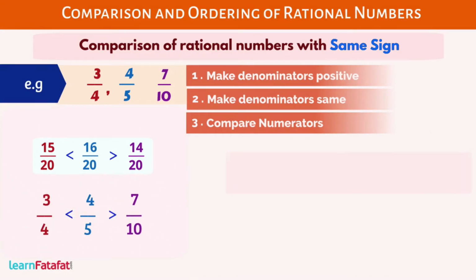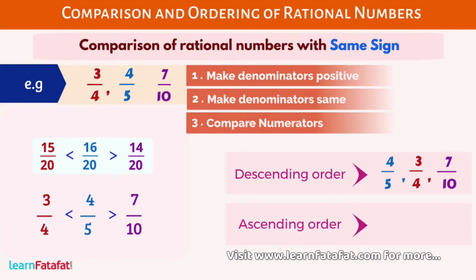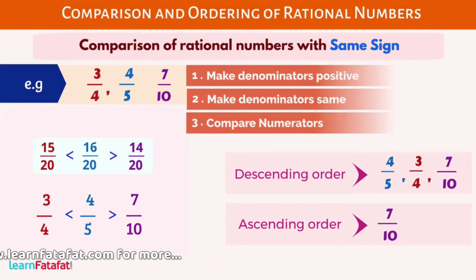The descending order of these numbers can be written as largest to smallest, that is, 4 by 5, 3 by 4, 7 by 10. The ascending order of these numbers can be written from smallest to largest or by reversing the descending order as 7 by 10, 3 by 4, 4 by 5.